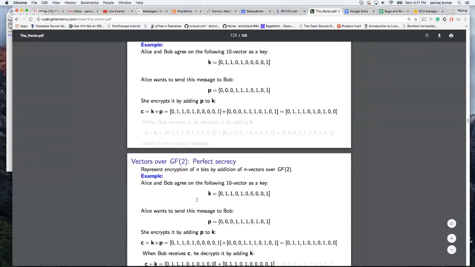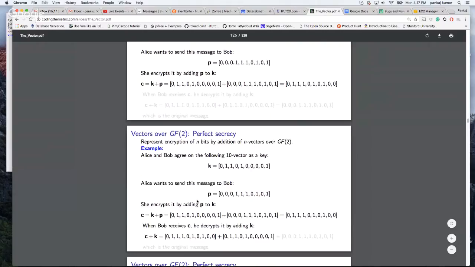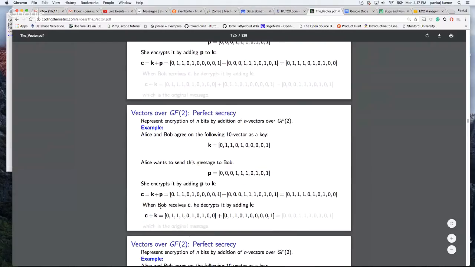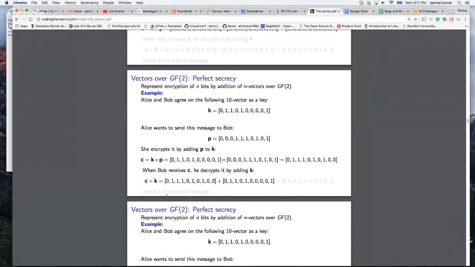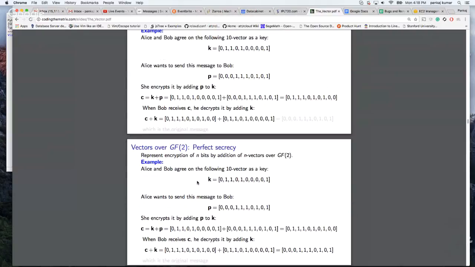And Bob can decrypt using, again, C plus K, because minus is equal to plus in GF2. So from the ciphertext, the plain text just follows by adding the key again.